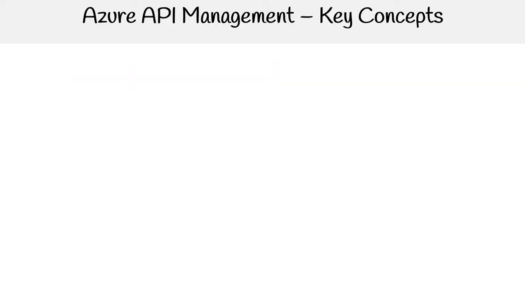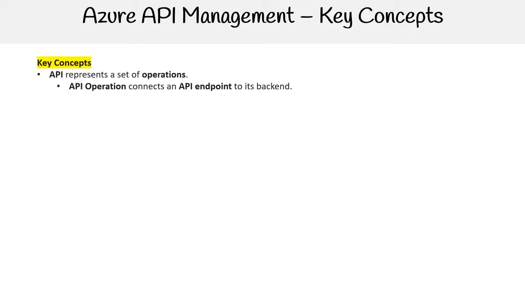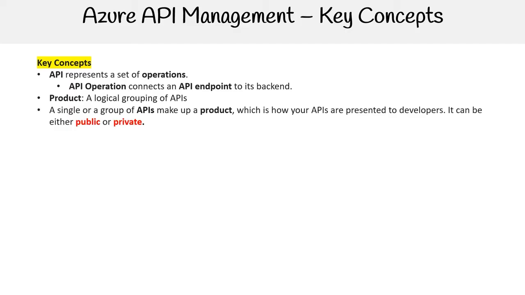So let's go over key concepts or key components of API management. I do not have a fancy visual for this. It's just very hard to visualize, but we will learn all this stuff as we go through it. So let's talk about what we have here. We have an API that represents a set of operations. API operation, which connects an API endpoint to its backend. We have a product, which is a logical grouping of APIs. A single or group of APIs make up a product. So this is how your APIs are presented to developers.